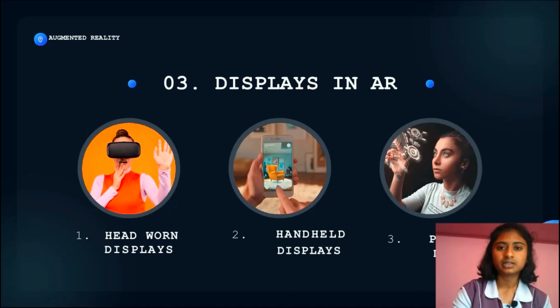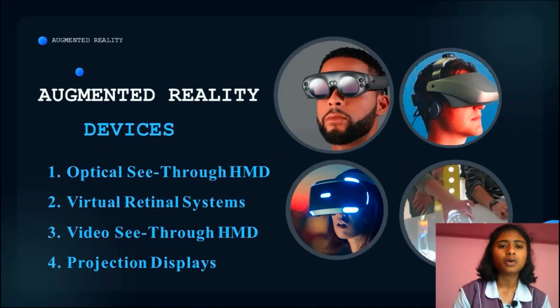And third is video see-through HMD, where you can use an opaque HMD and display, and then the merged video of the virtual reality can be viewed from the cameras and the HMD. The fourth is projection displays, where you can project your virtual objects into the real world by using a real world object as the projection surface.